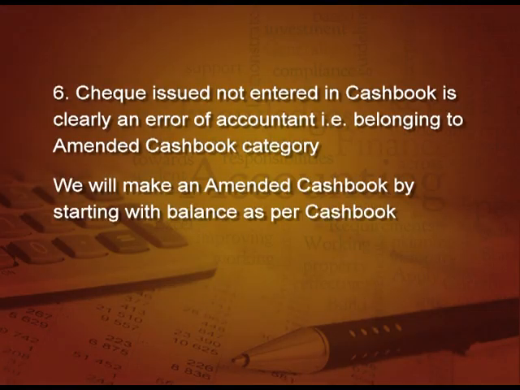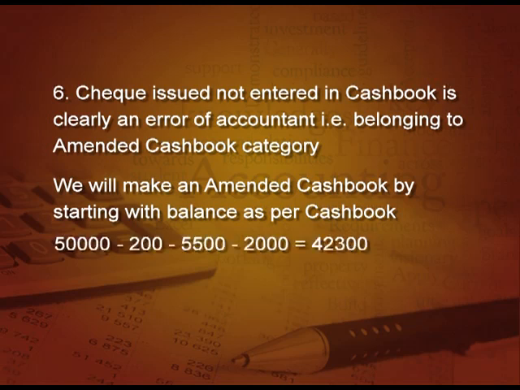First, we will make amended cash book and start with balance as per cash book. On the debit side, we will write 50,000, then on the credit side minus 200, on the credit side again minus 5,500, and on the credit side again minus 2,000, which makes the amended cash book balance as 42,300. Now, this is the balance as per amended cash book.